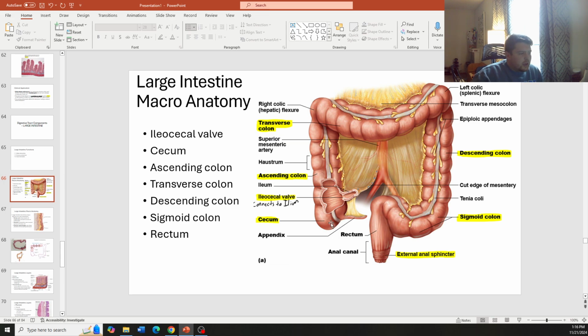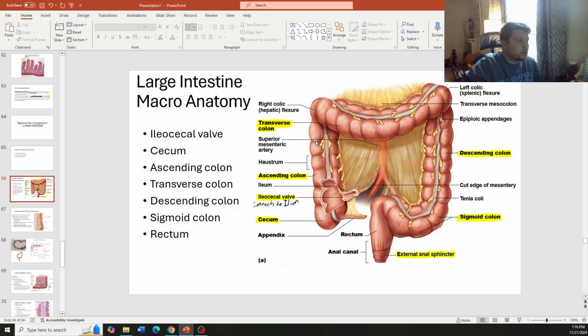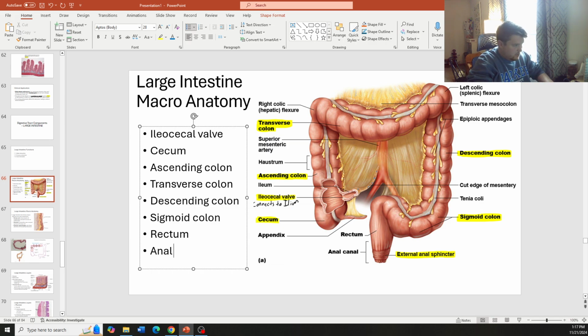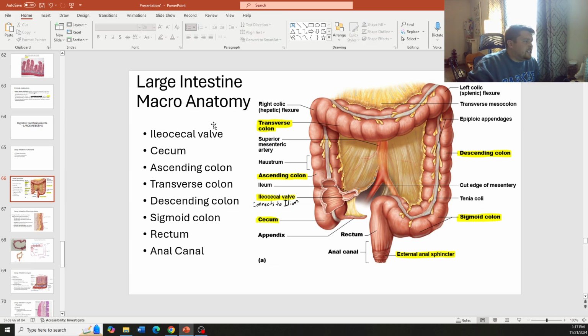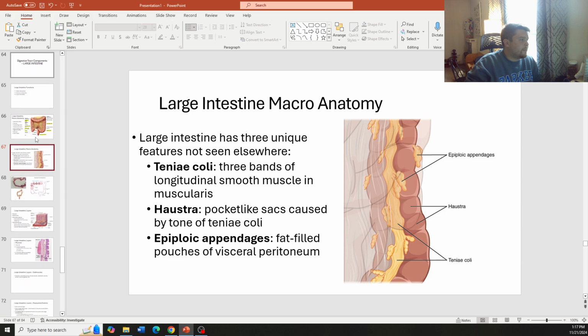The different parts, we have first the cecum portion of the large intestine. We have the ascending colon because it ascends the body. We have the transverse colon because it transverses the body. Then we have the descending colon, and then finally the sigmoid colon. Sigmoid means S-shaped, so it's kind of shaped like an S. And then finally the rectum, and then the anal canal. So we will talk about each of these different portions going through the whole large intestine.